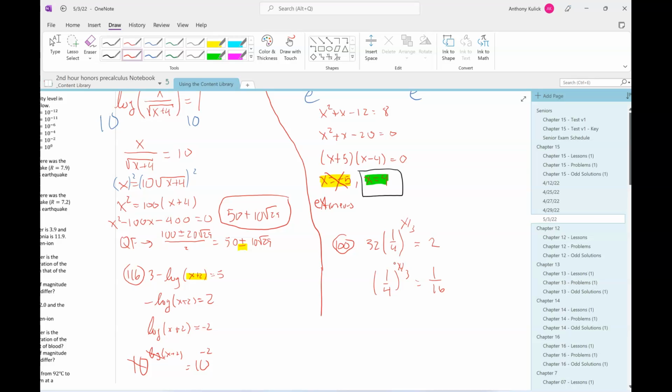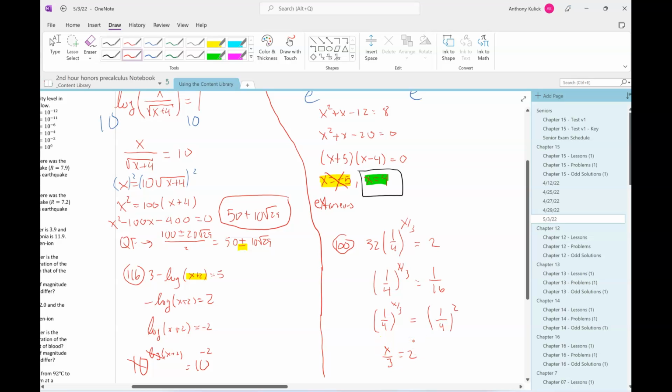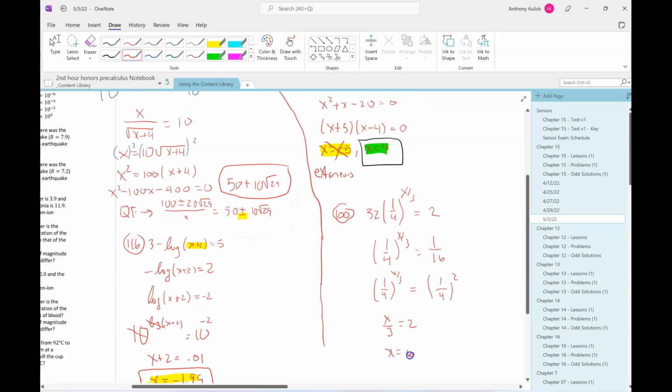How do you write 1 over 16 as a base 1/4? 1 over 4. How about squared? Oh, squared, yes. Because 4 squared is 16. Sure, we can do it that way. And if you do that, you can just drop the bases and set the exponents equal to each other. Okay. So we get 6. Neato!